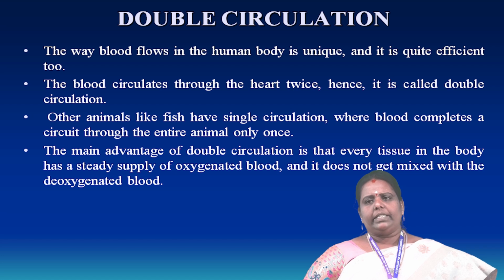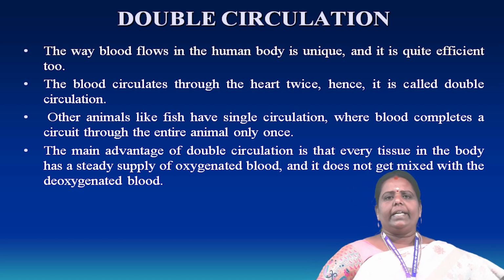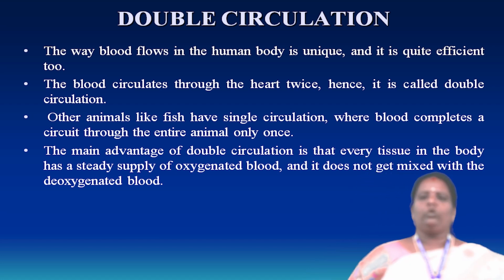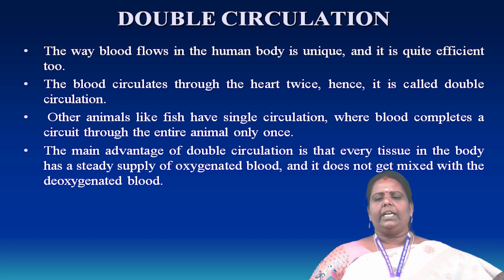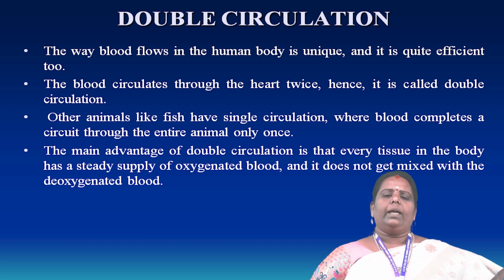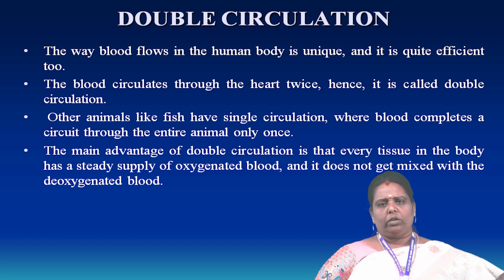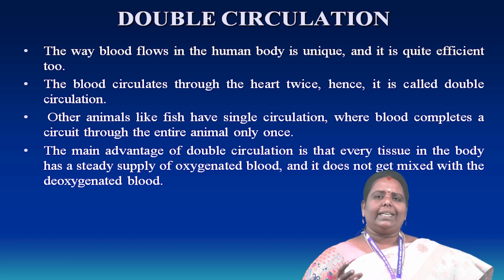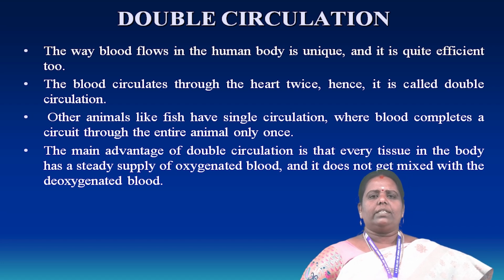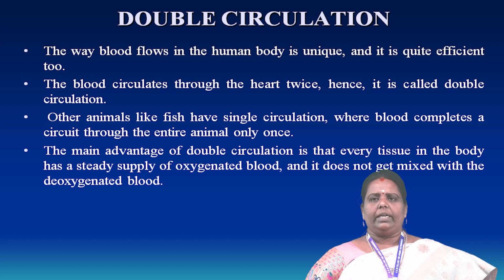The main advantage of double circulation is that every tissue in the body is supplied with oxygenated blood, and it does not get mixed with the deoxygenated blood. It is very important. Why? Oxygenated blood only has oxygen. Deoxygenated blood has CO2. CO2 is toxic in the body, but oxygen keeps our body breathing.